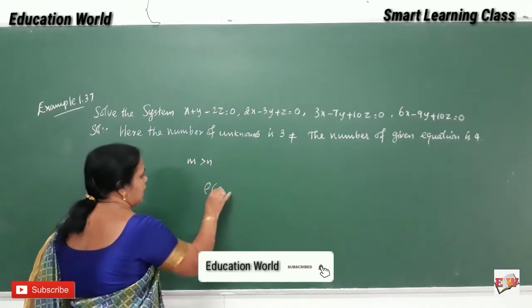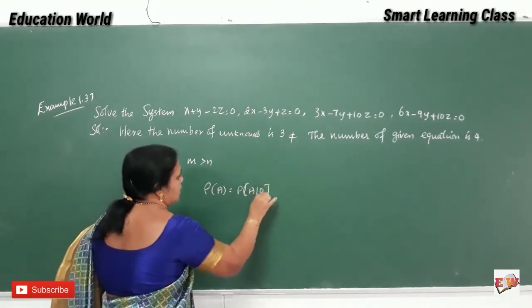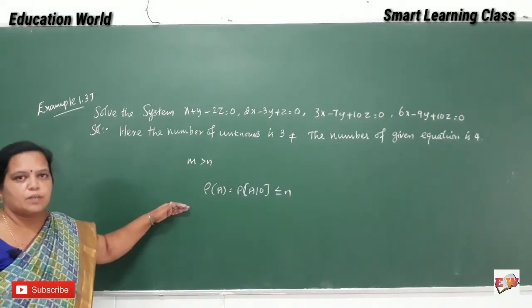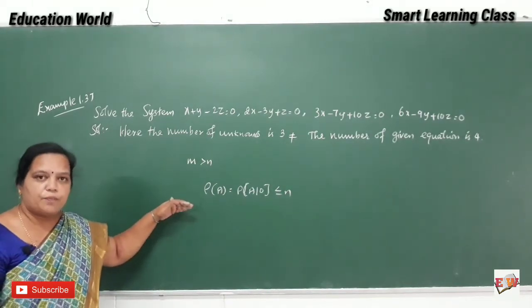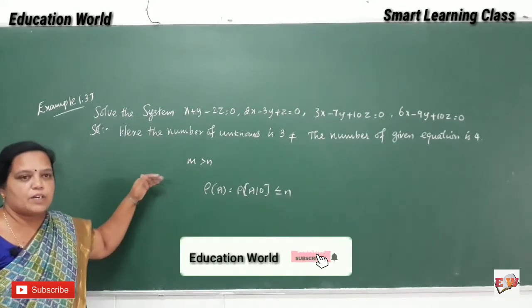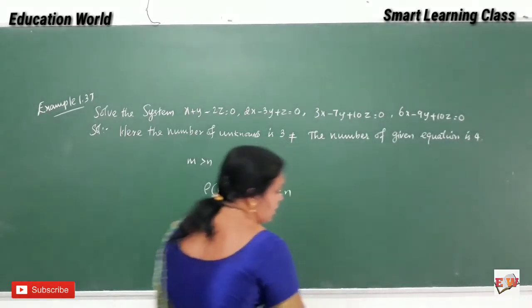Rank of A is equal to rank of the augmented matrix, less than or equal to n. Suppose if we are going to show this, less than or equal to n, the given system has a trivial solution. Okay, the given system has a trivial solution.